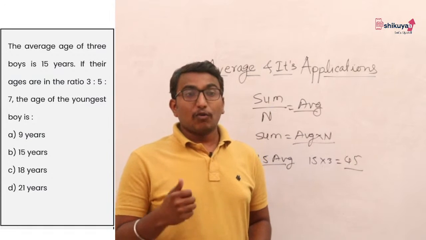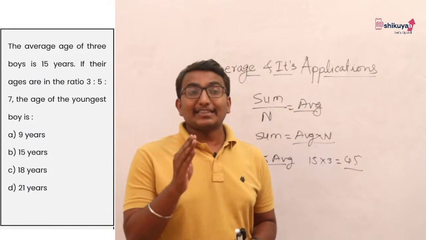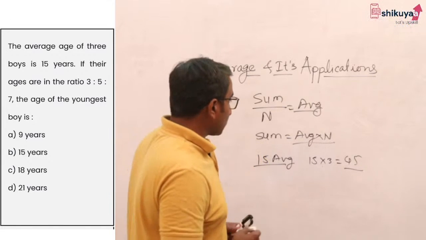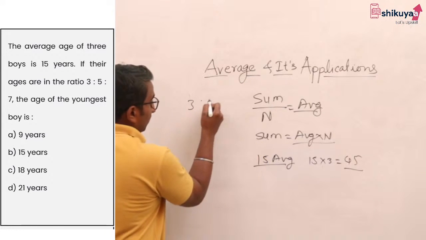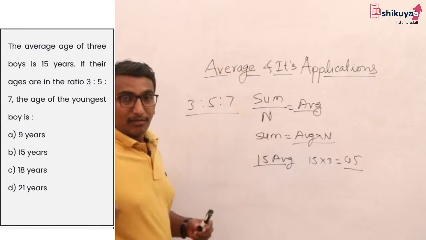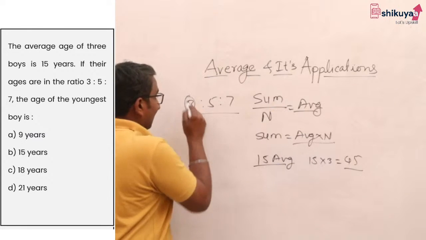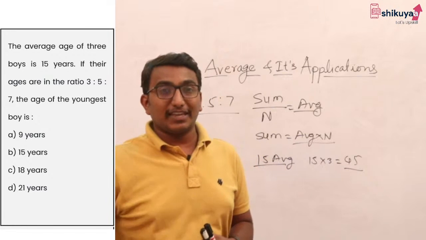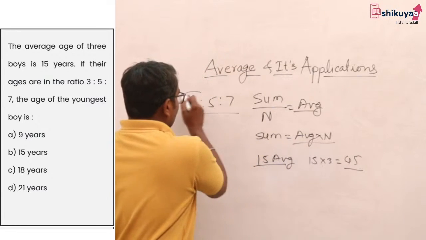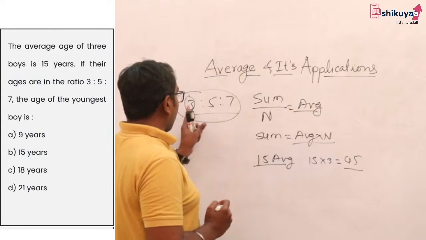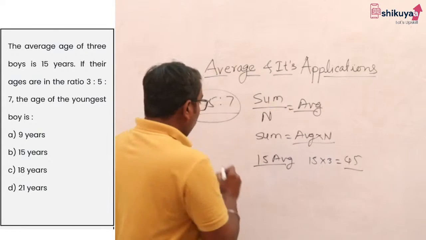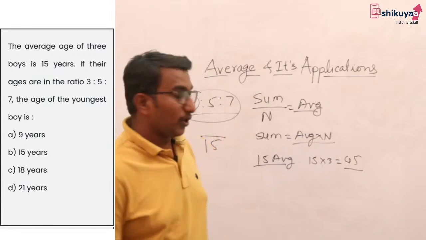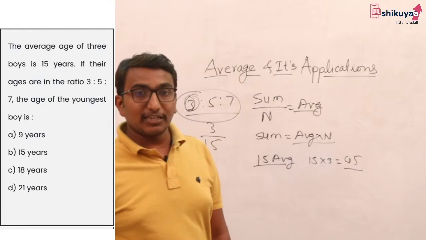Now what you have been asked is the age of the youngest boy, provided that the ratio of ages of all of these 3 boys is 3:5:7. So very simple, the ratio is 3:5:7. Obviously the smaller value would be the part of the ratio of the youngest boy. So the sum of this total ratio is 5 plus 3 is 8, 8 plus 7 is 15. So out of 15, the share of the youngest member in the ratio is 3.